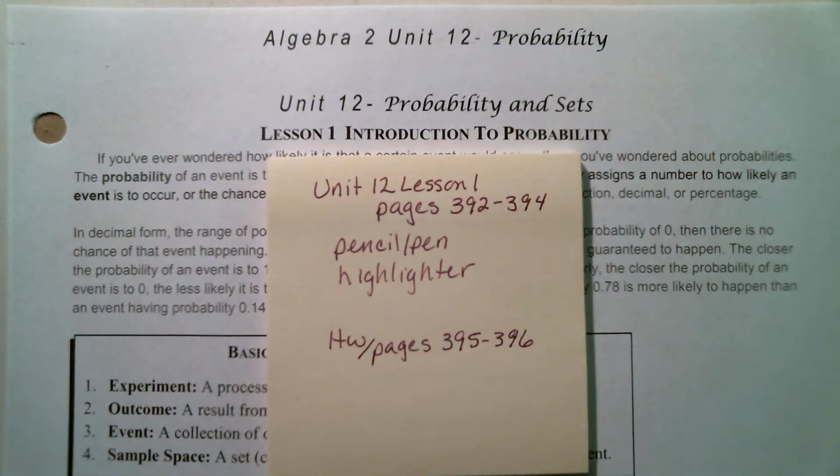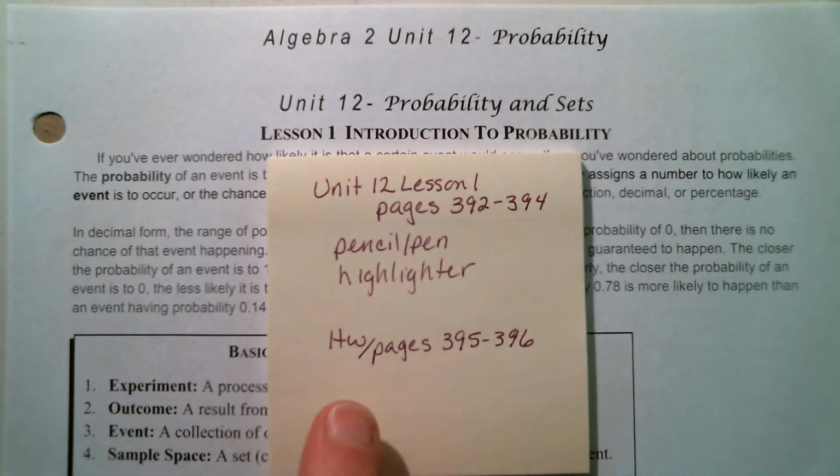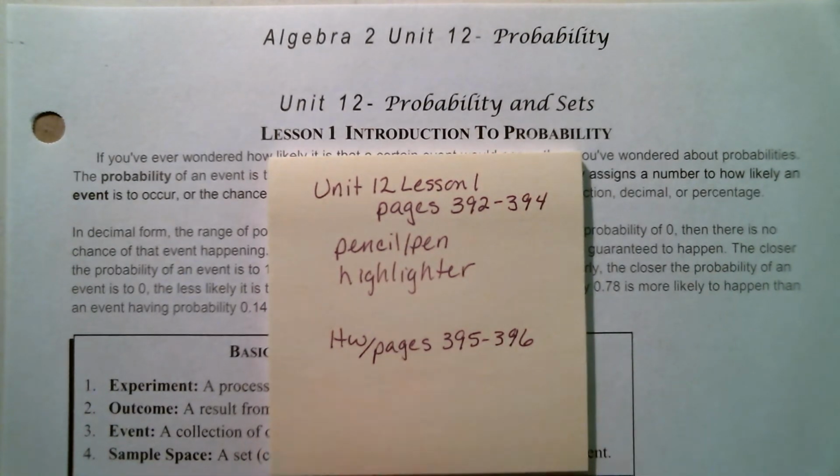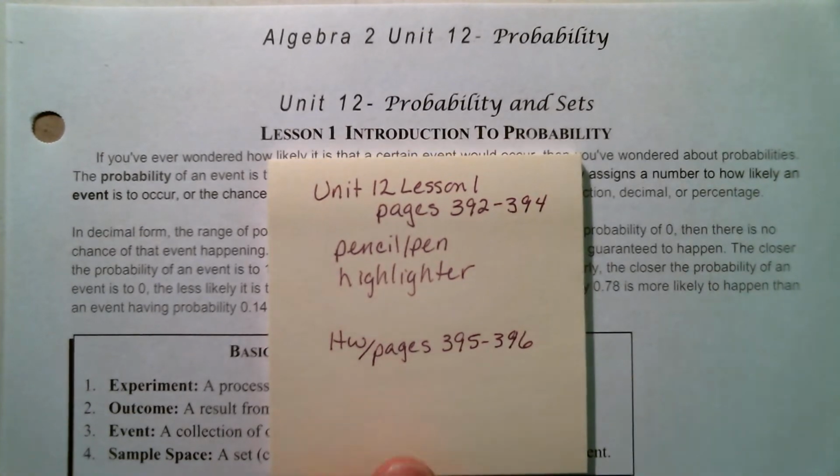We're starting our second to last unit today, Unit 12, Probability. Our first lesson is simply an introduction, so there's some terminology we need to get out of the way and some of the basics. You want to have pages 392 through 394 of your textbook, something to write with, and maybe a highlighter. And your homework is going to be pages 395 and 396.